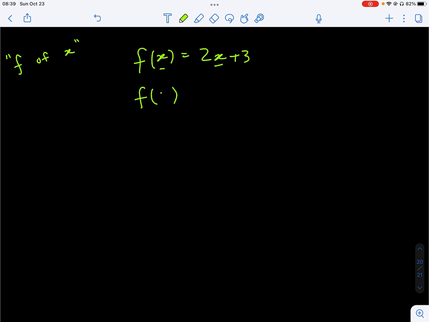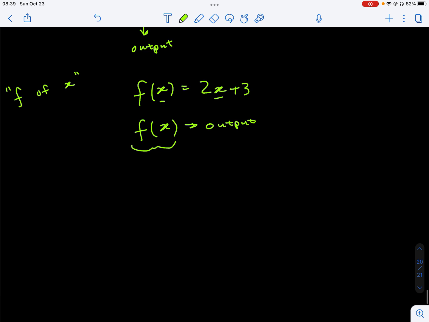And oftentimes we write f of x to represent the output. For instance, whatever this is equal to is the output. And instead of y, we write f of x. So y and f of x both stand for the same thing. The entire expression f of x means the output, in terms of how we can read or interpret it.